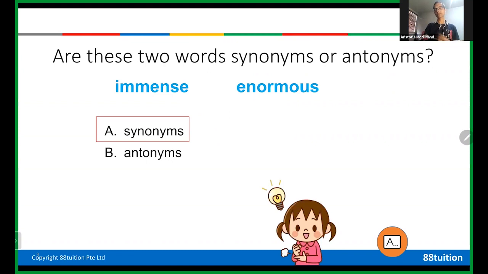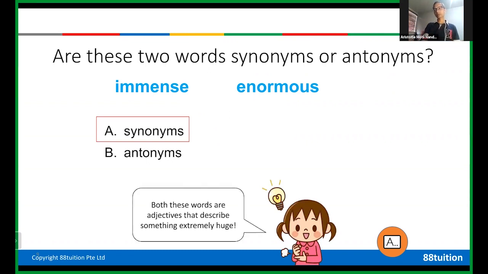Let's try another one. Okay, so this is just another slide that shows the description. Both these words are adjectives. This is an important point. That describe something extremely huge. So adjectives means it's used to describe a noun. It's a word to describe a noun. A noun means like a thing or a person or a place.